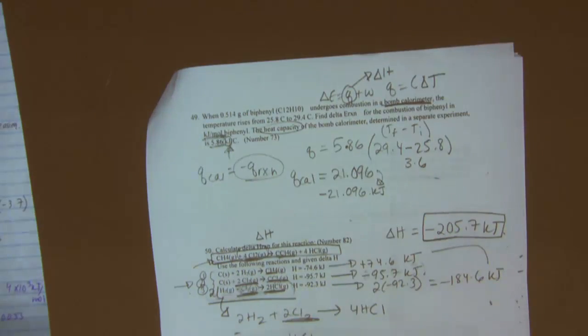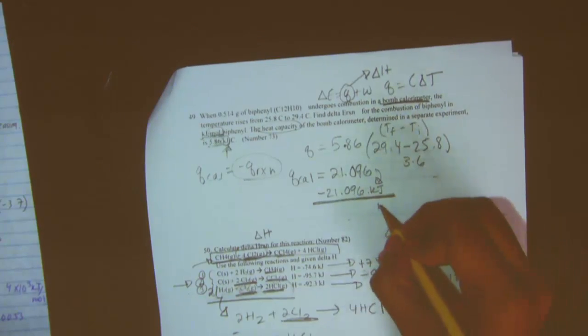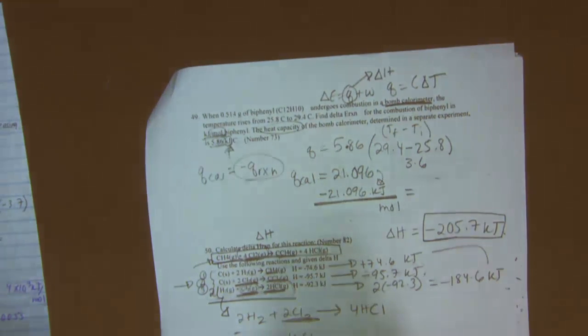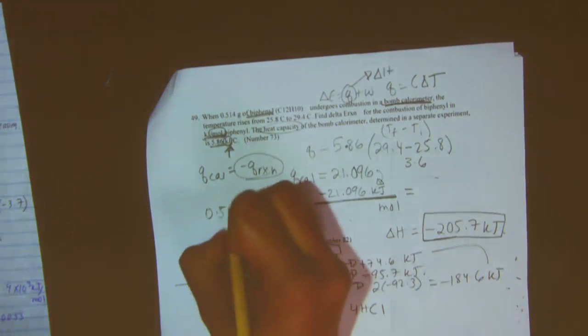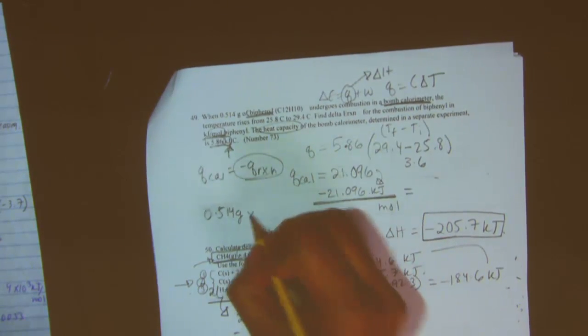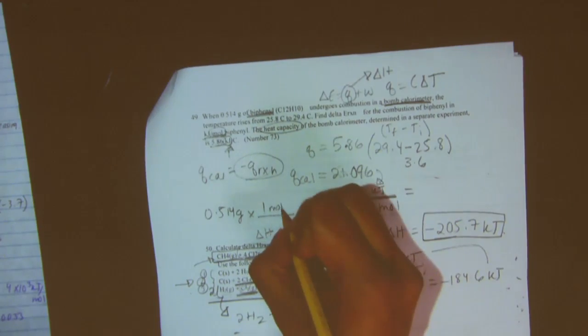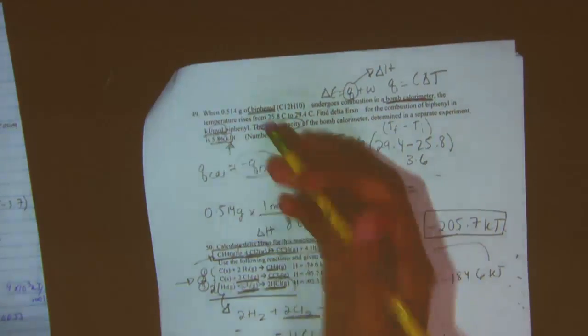Okay, so we found the kilojoules, and now we have to find the moles. What would I do now to make this over moles? Biphenyl, perfect. Okay, so 0.514 grams, right? And I'm going to turn that into moles. So grams of C12H10, 1 mole of C12H10. Sorry, it's so messy.